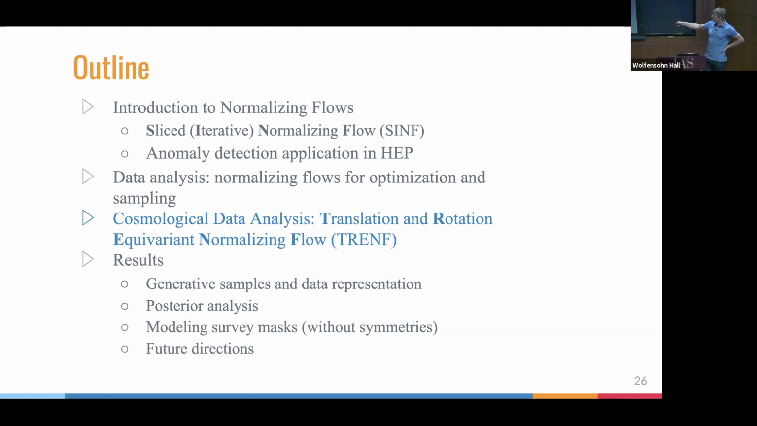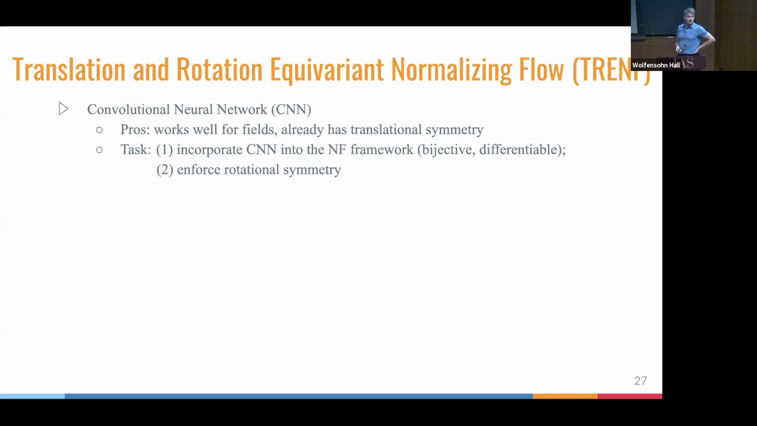This is translation rotation equivariant normalizing flows, or TRENF. The idea behind it is just like in standard neural networks. Up until 10 years ago, the only thing there was were fully connected neural networks. And then convolutional neural networks came along and really revolutionized the field. Convolutional neural networks have translational symmetry built in, right? Because they're convolutions.